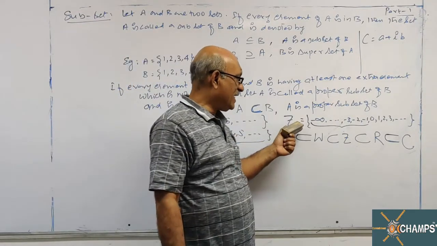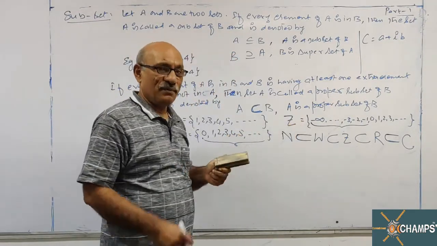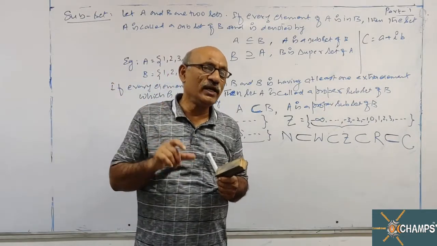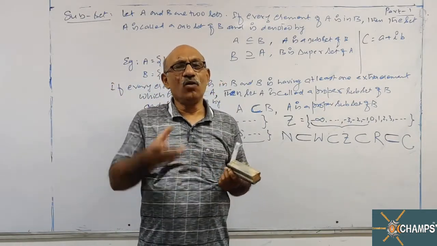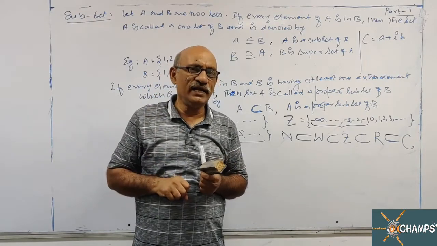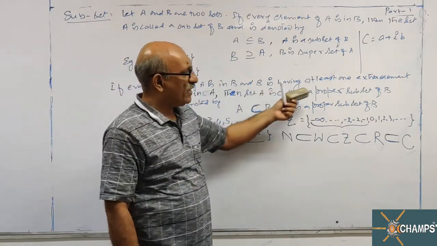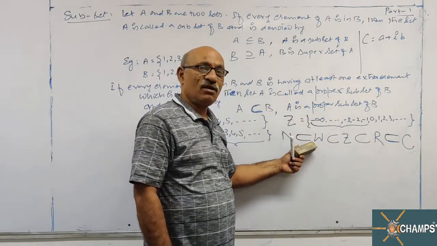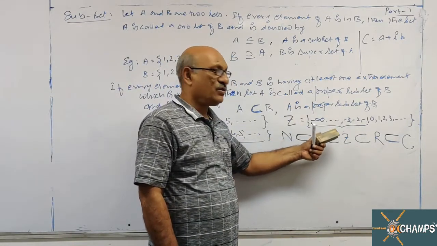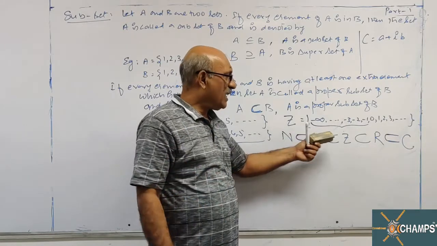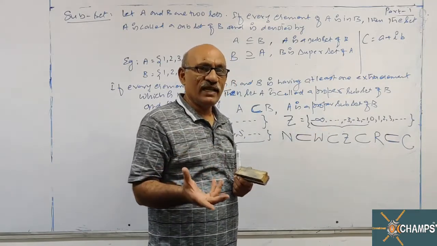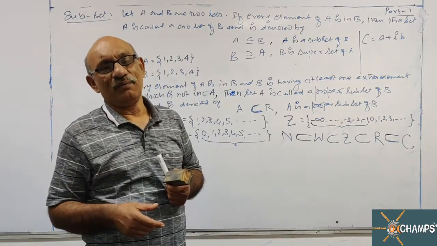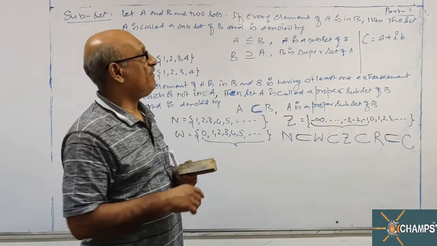In the same manner, integers and whole numbers, when I compare, integers are having negative numbers which whole numbers does not have. This way you can define proper subset. So natural numbers is a proper subset of whole numbers. Whole numbers is a proper subset of integers. Integers is a proper subset of real numbers. Real numbers is a proper subset of complex numbers. This way you can define the subset.